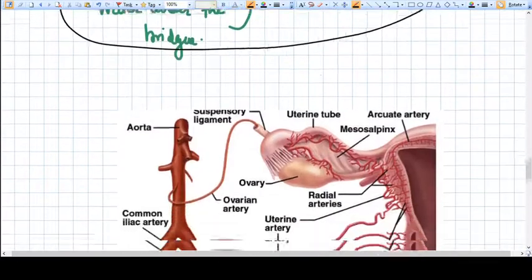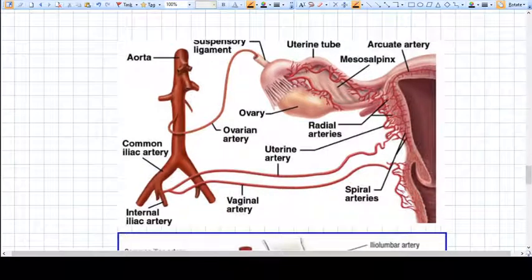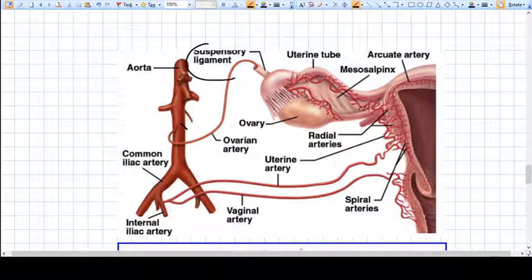Okay, now let's see some pictures. This is the aorta. You can see it. This is the ovarian artery arising here. The second ovarian artery also arises here. The ovarian artery goes into the suspensory ligament of the ovary and supplies the ovary. It also gives a branch that supplies the tube. This is the fallopian tube, and it goes and does anastomosis with the uterine artery.